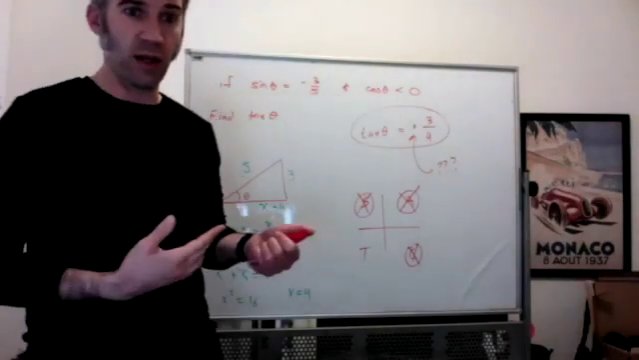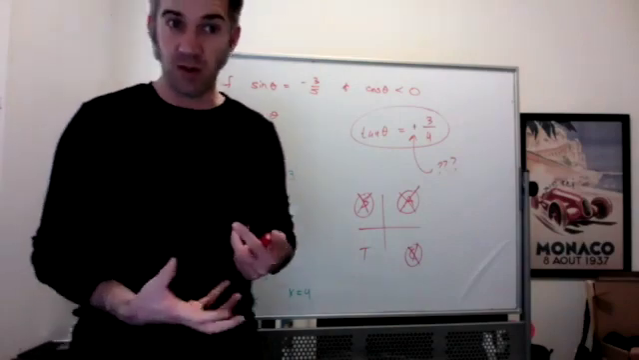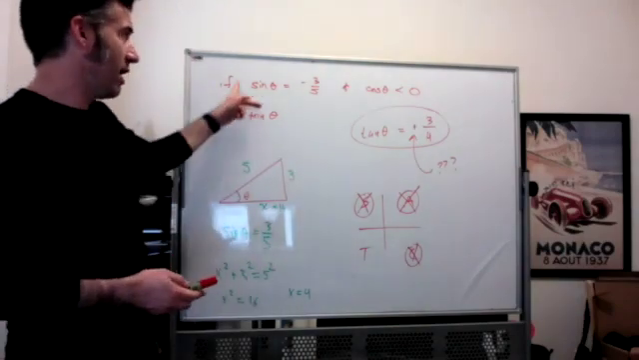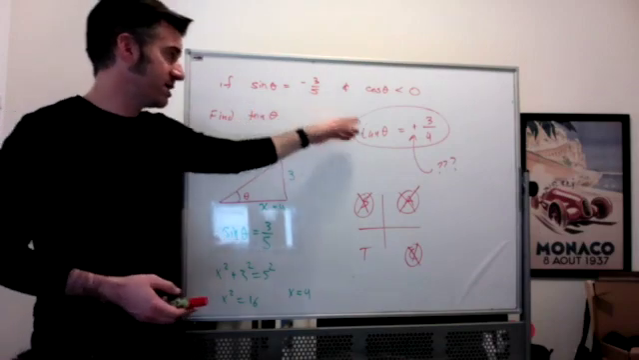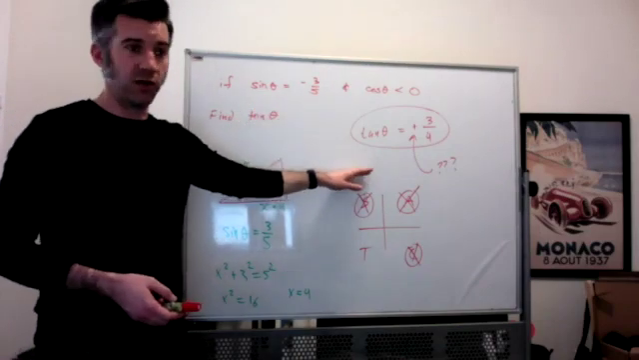So that's how these problems work out. You figure out what your trig function value is going to be by drawing the triangle based on what you're given. And then you figure out the sign of it by figuring out what quadrant you're in based on what you're given.